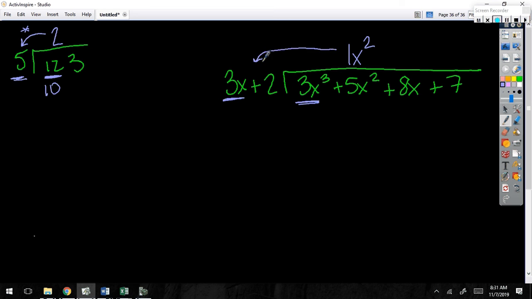I'm going to multiply, but when I multiply, be very careful because I have to multiply to everything out here. So what is 1x squared times 3x? 3x cubed. And what is 1x squared times 2? Plus 2x squared. Okay?